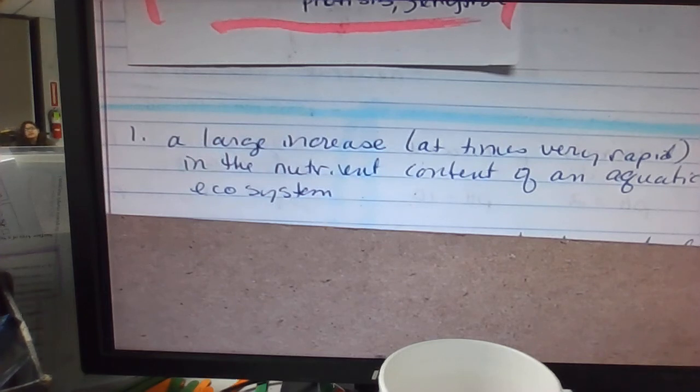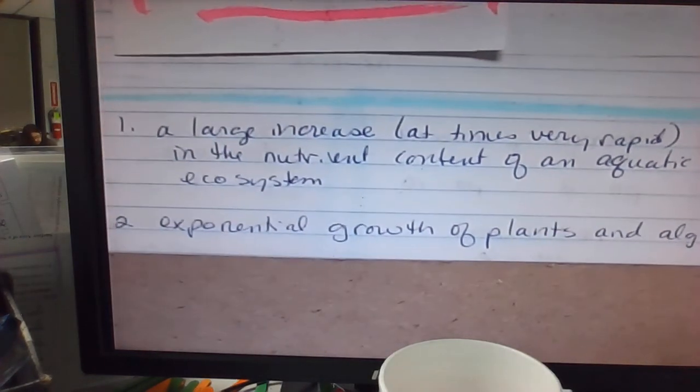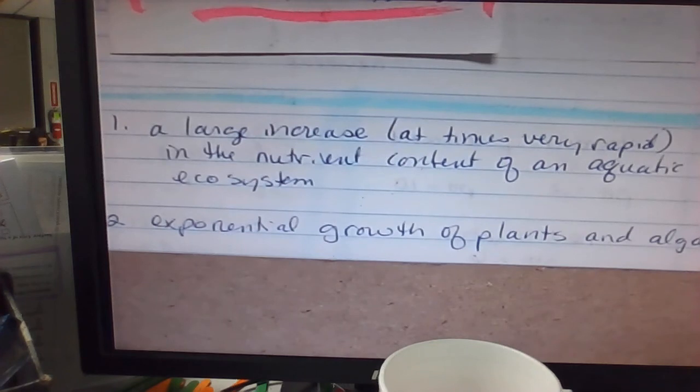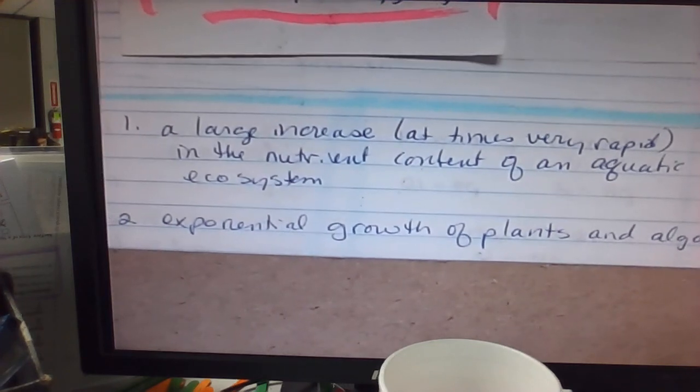So if we have tons of nutrient content all at once, then that leads to an exponential growth of plants and algae.